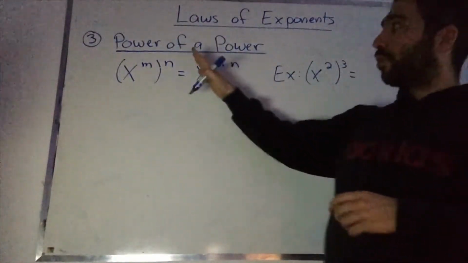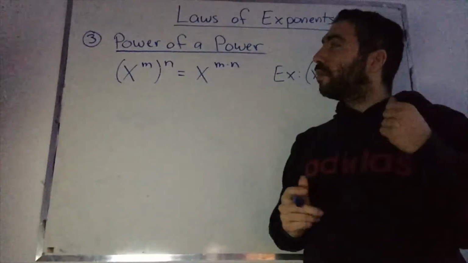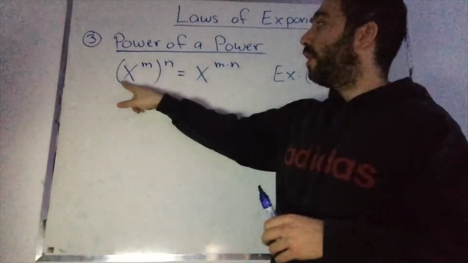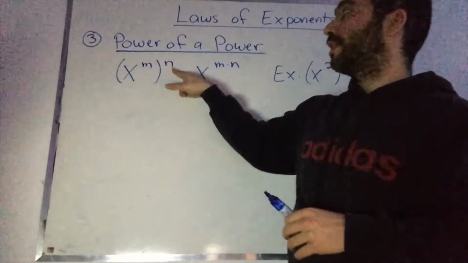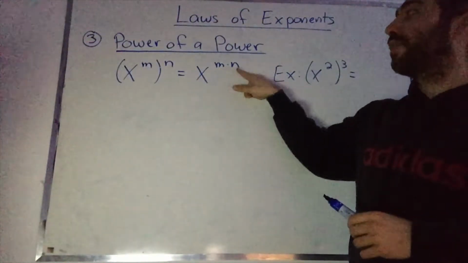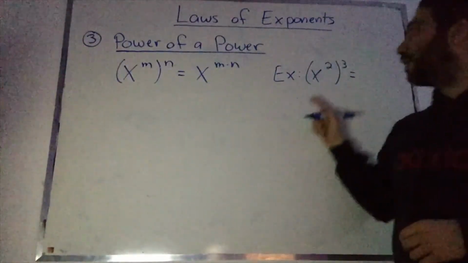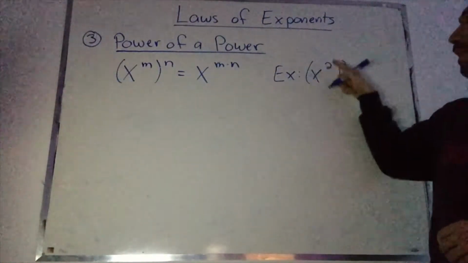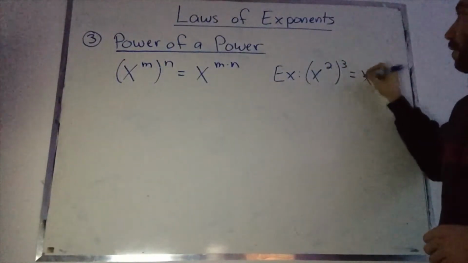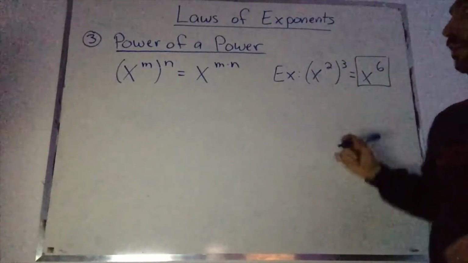Okay, so now we're looking at property 3. Property 3 is power of a power. This is one of the properties that students struggle with a lot, so be very careful here. If we have x to the m, all that in brackets to the exponent n, that's the same thing as saying x to the exponent m times n. In this case here, we're multiplying the exponents, okay? So if you look at this example that we have x squared, all that cubed, what you have to do is multiply the two numbers. So x to the 2 times 3, which is x to the 6. That's the answer. Be very careful.